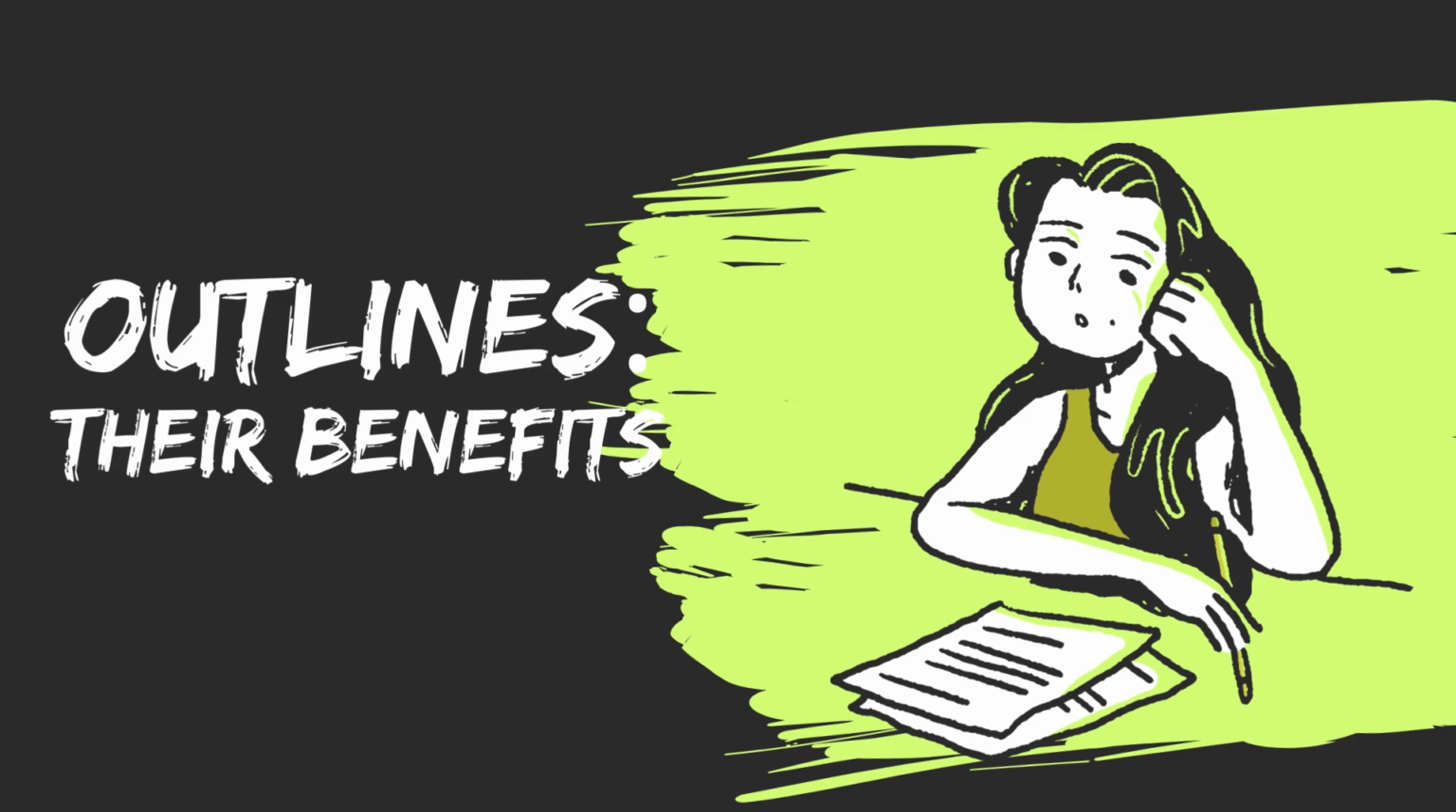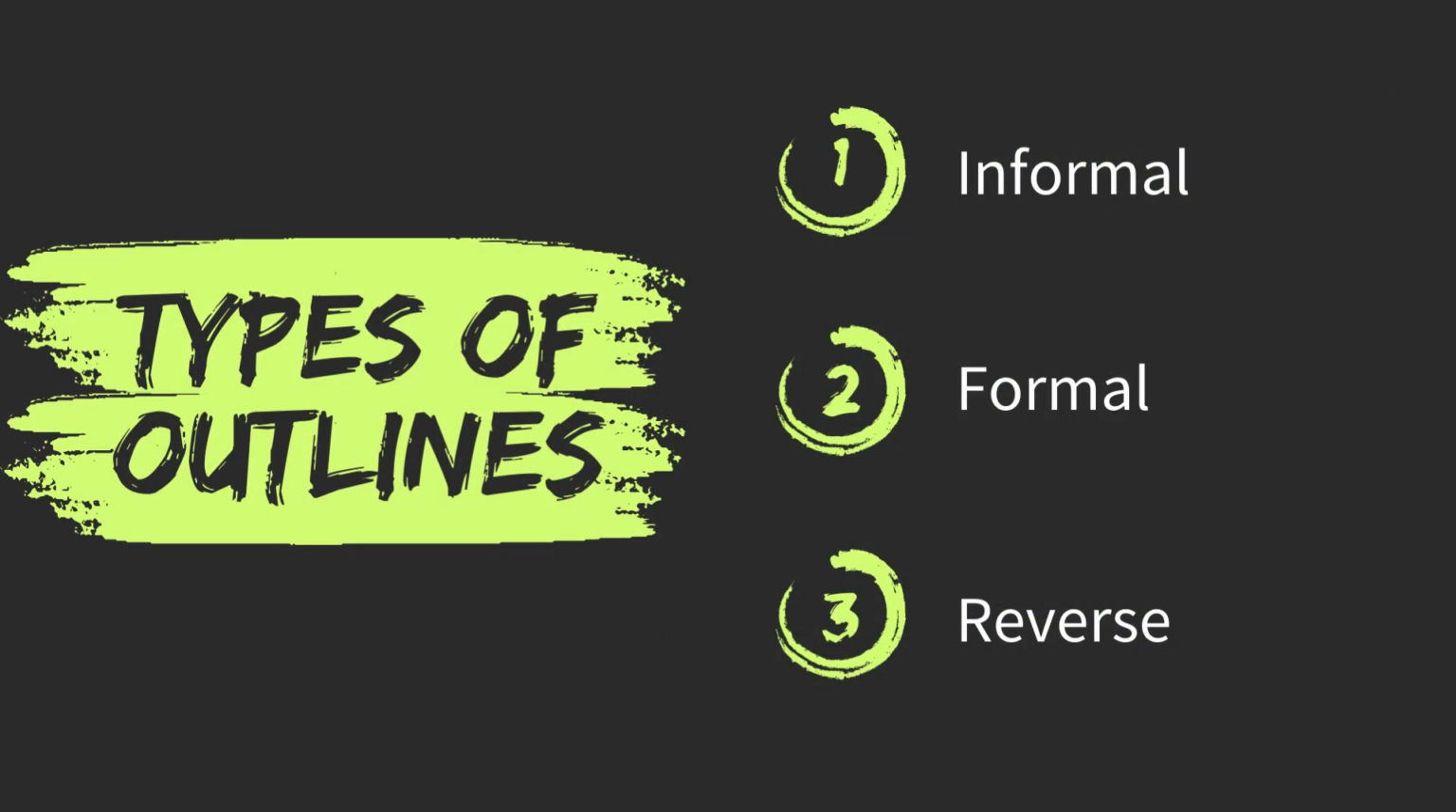This video is going to help you understand the benefits of using outlines in your writing. There are three types of outlines available to you while you're writing: the informal outline, the formal outline, and the reverse outline. We're going to go through each one of those, talk about their benefits, and how to use them.